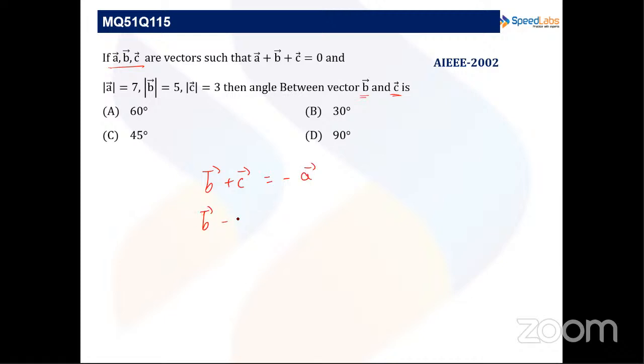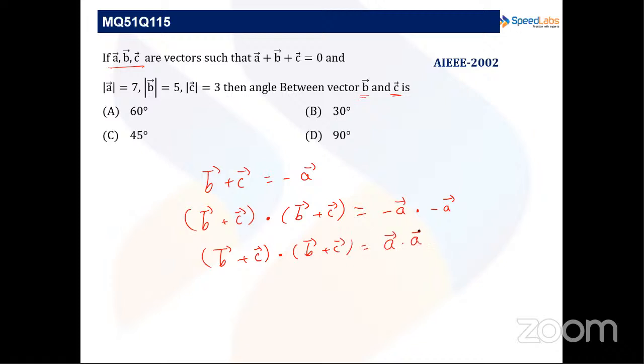So B plus C dot product with B plus C will be equal to negative of A dot product with negative of A. So this will be B plus C dot product of B plus C equals A dot A. If we have two vectors and we are doing the scalar product, say x dot x, that will be mod x into cos 0 degree, because the angle between the two equal vectors will be 0, and cos 0 degree we know is equal to 1, so this will be equal to mod x square.